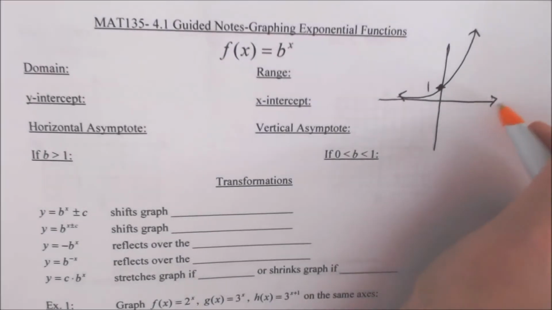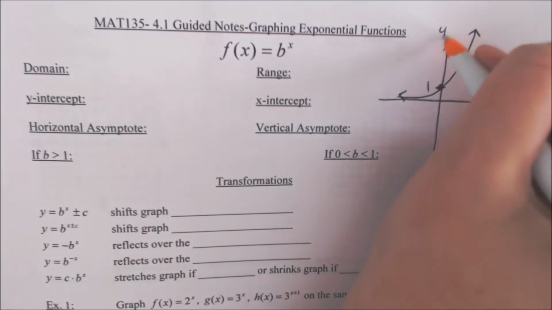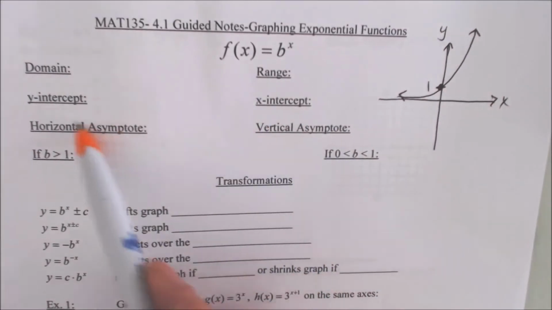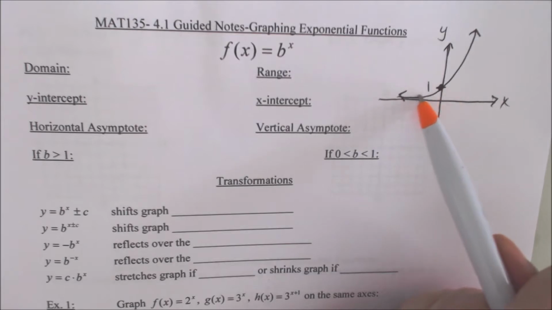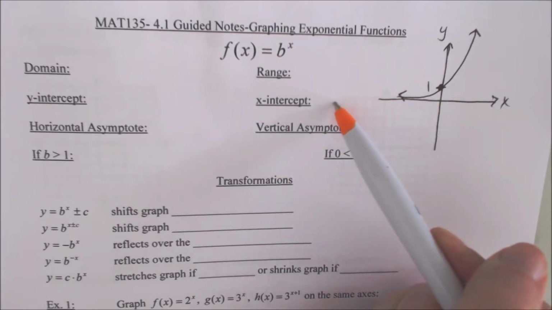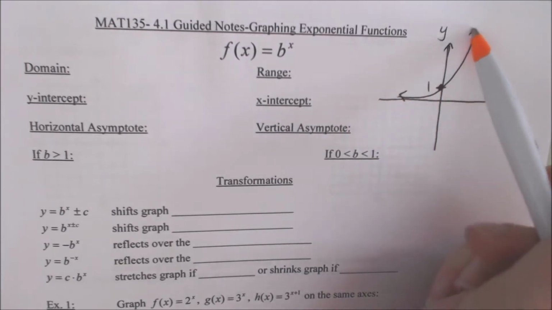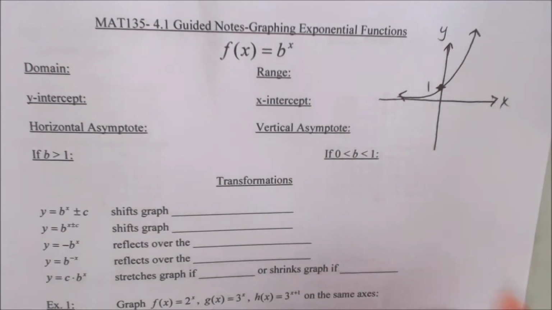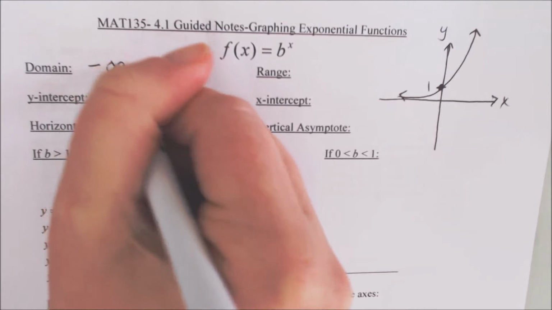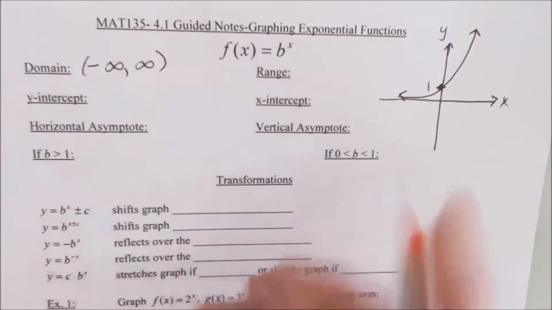So if this is, of course, my x-axis, this is my y-axis, I want you to think about what the domain would be for this function. You notice that we've got arrows on both ends. So this goes out in the x direction to negative infinity, and up, it keeps going up, but it also keeps going out in the positive x direction to positive infinity. So our domain here is negative infinity to positive infinity.